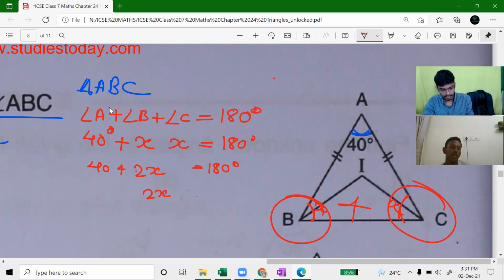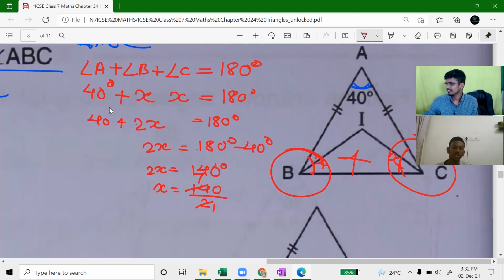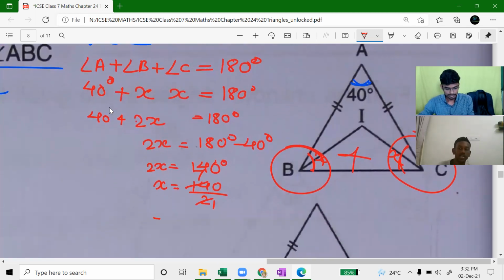So 2x is equal to 180 minus 40. 2x is equal to how much? 140. So x is equal to 140 divided by 2. 2 ones are 2, 2 sevens are 14. 70. So x is equal to 70 degree.